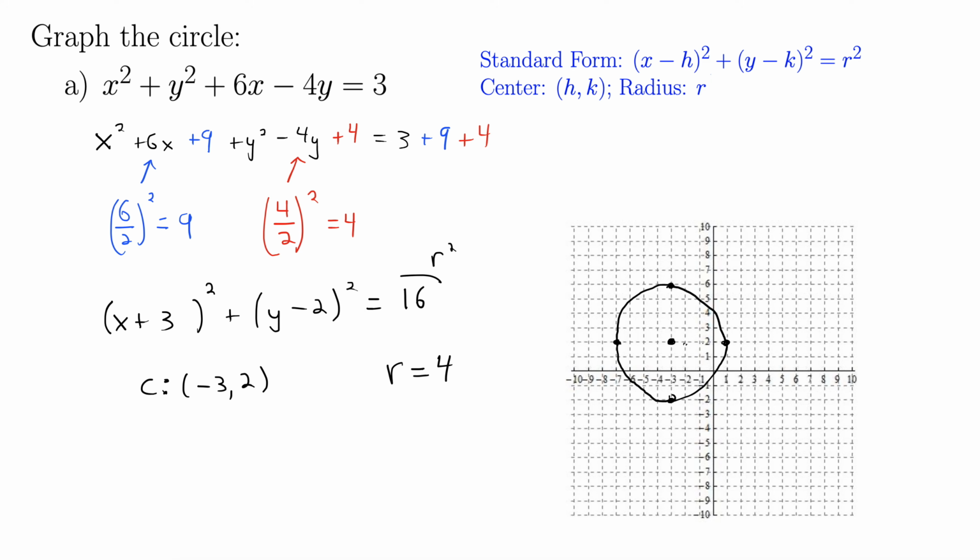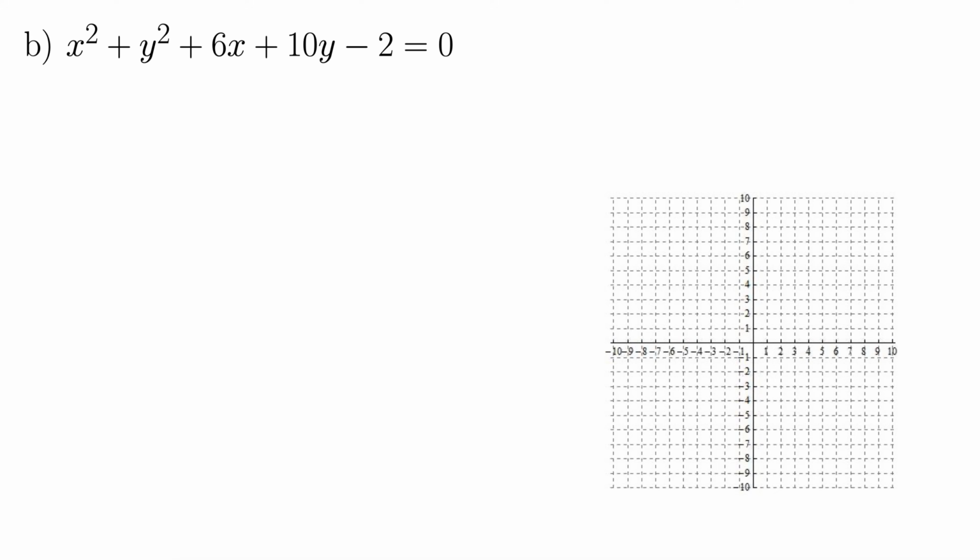Let's try another one. Here we have x squared plus y squared plus 6x plus 10y minus 2 equals 0. First thing we do with these is get this constant term to the other side. So I'm going to add 2 to both sides and rearrange. Now we have x squared plus 6x. Remember to leave some space. y squared plus 10y. Again, we leave some space, and this is a plus y squared, by the way, equals, and now we have a 2 on the right hand side.